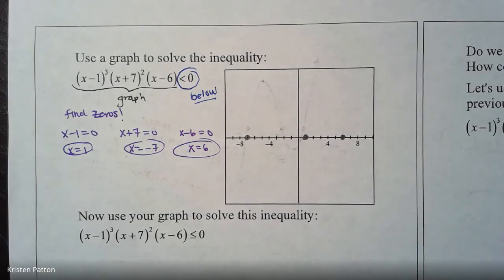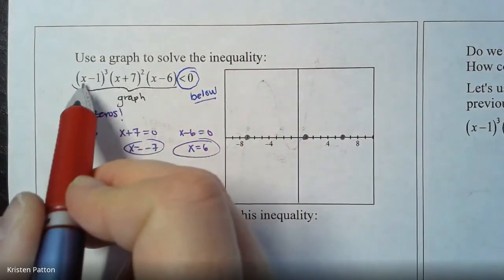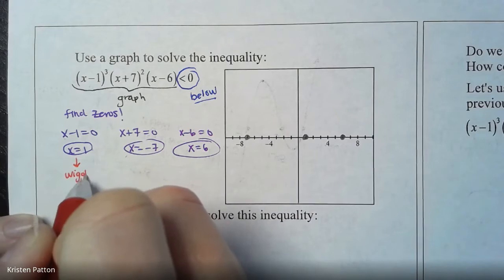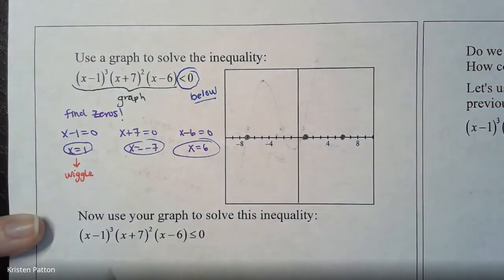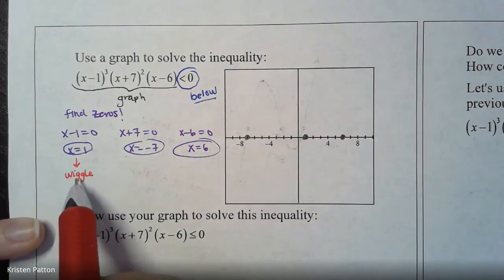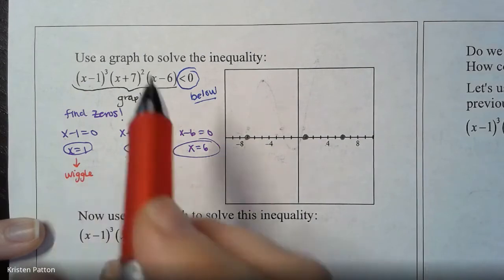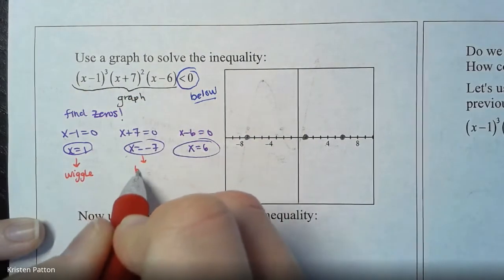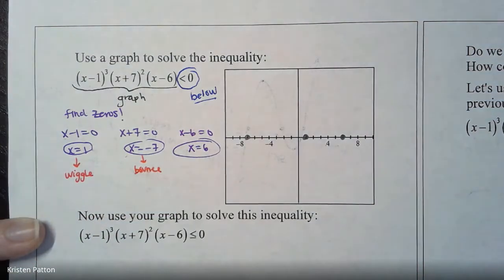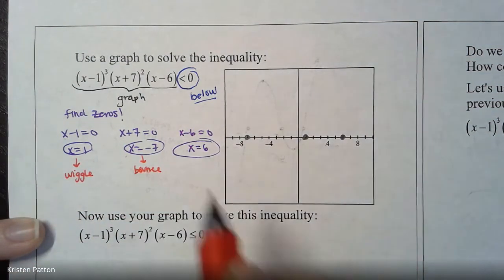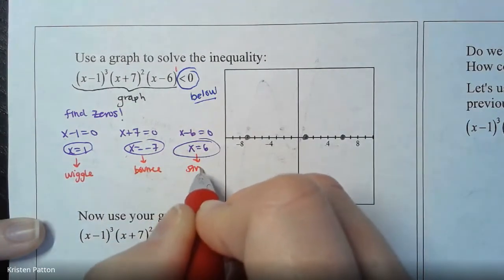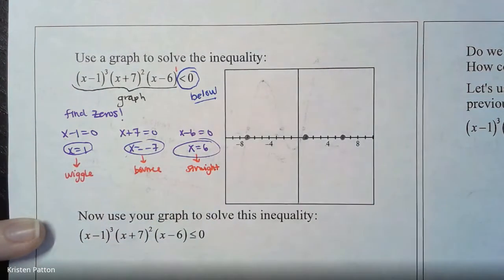Here's, this is a good little reminder, this factor was to the 3rd power, which means I'm going to wiggle, remember that, we're going to wiggle through the x-axis at x equals 1. This factor was squared, so this one's going to bounce, right? Now it's starting to come back to us. And then this one was to the 1st, which means it's going to pass straight through, like a line would, right?